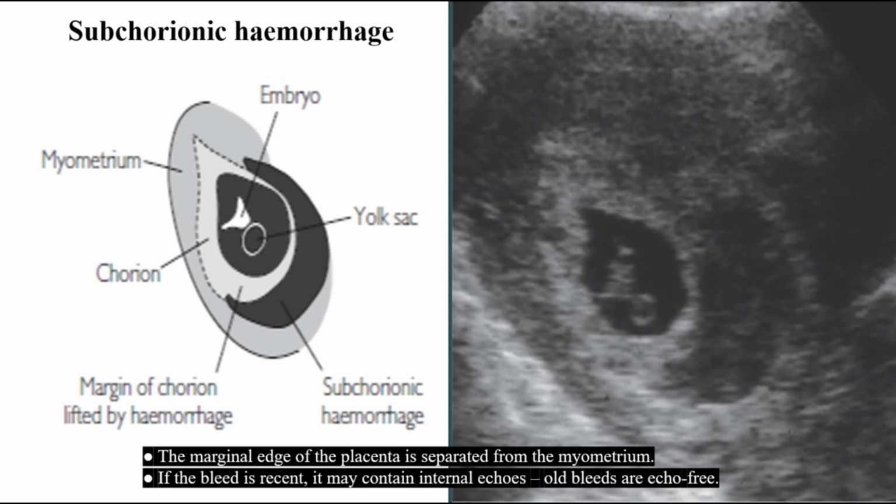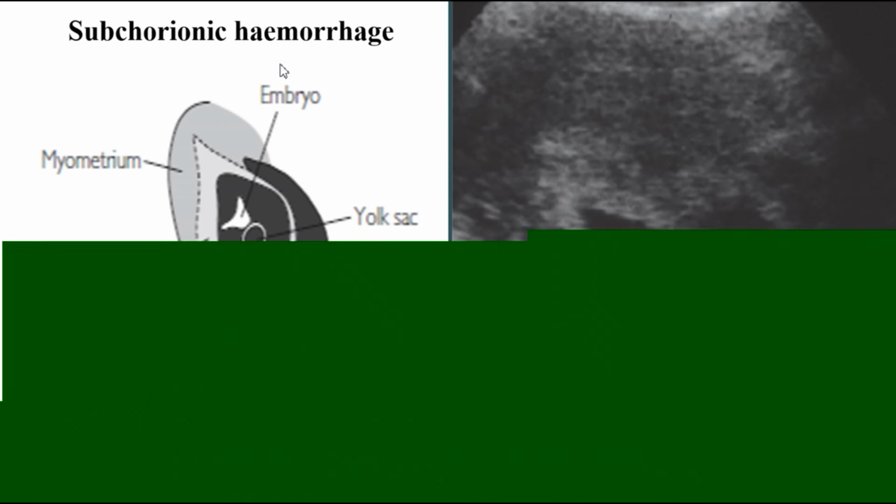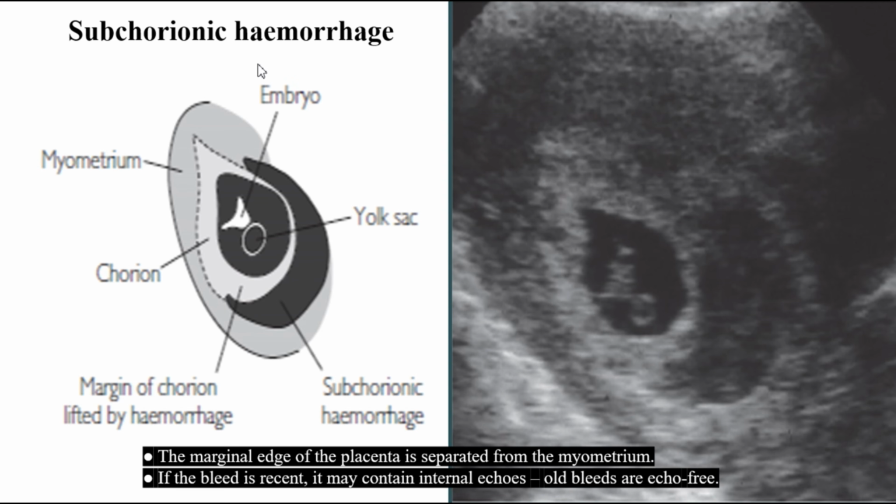And now we are going to discuss the subchorionic hemorrhage. Subchorionic hemorrhage is a venous bleeding into the subchorionic space extending to the margin of the placenta, and it usually occurs in early pregnancy, and it is associated with smoking. It has a favorable prognosis.